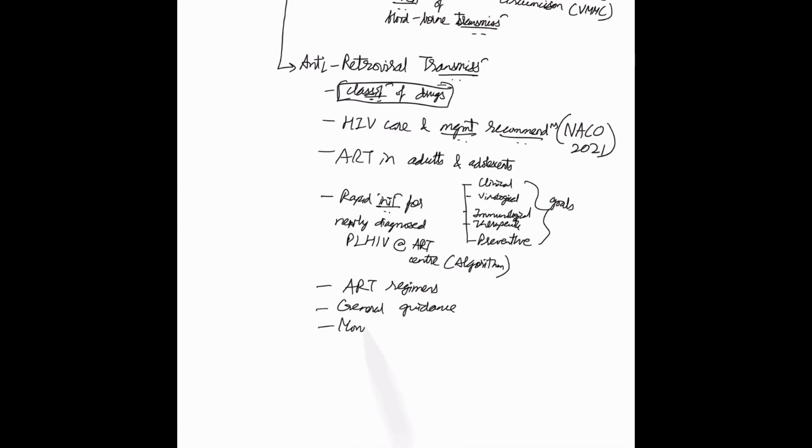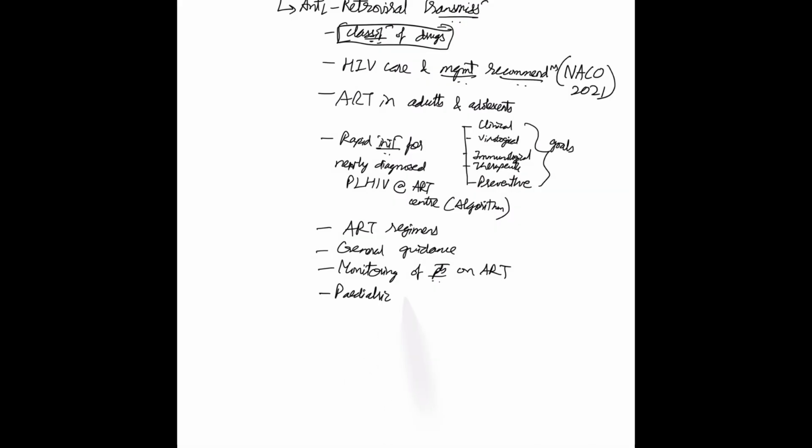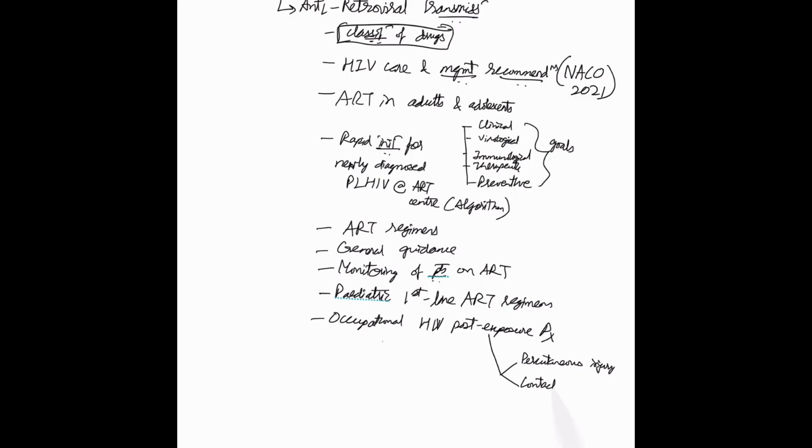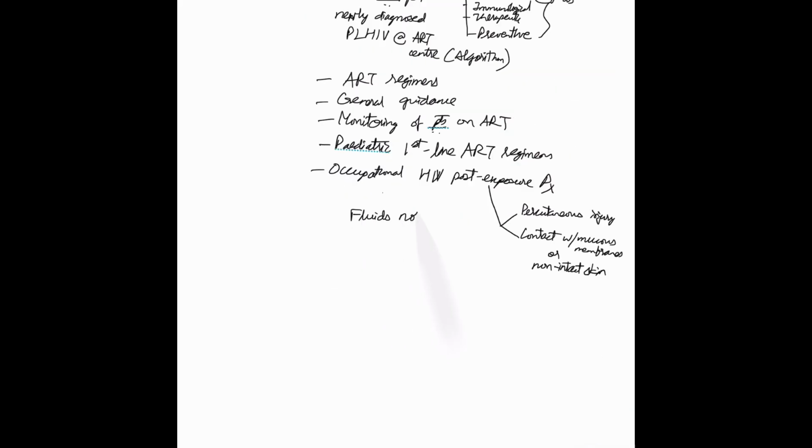Then the various ART regimens, and also rapid initiation of newly diagnosed PLHIV, people living with HIV, at ART centers. There's an algorithm for that. Then monitoring of patients on ART, general guidance, pediatric first-line ART regimens, and occupational HIV post-exposure prophylaxis for percutaneous injury. The most common example is needle stick injuries, and contact with mucous membranes or non-intact skin.